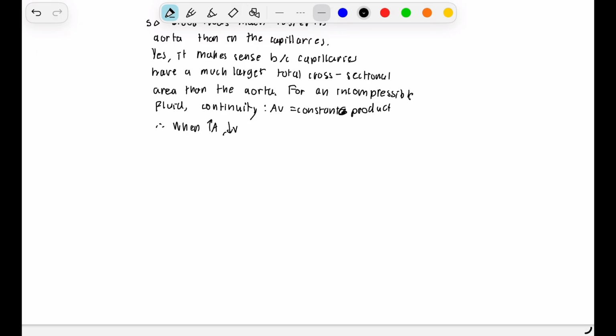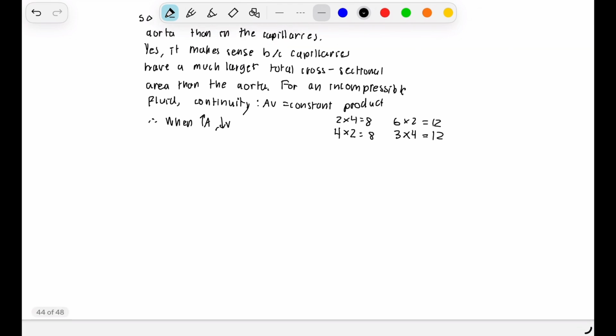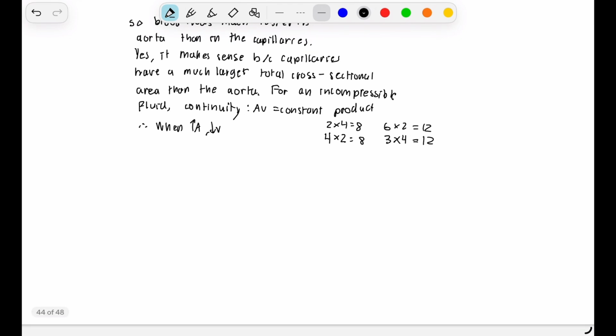For example, if you have 2 times 4 is equal to 8, and then you change the 2 to a 4, you're going to have to decrease that second number to a 2 to make it equal to 8. And they don't necessarily have to be 2 and 4. A better example would be 6 times 2 is equal to 12. And if you decrease 6 to 3, you would have to increase that second number to a 4 to still maintain 12. So that's basically what it means. If you increase one, you have to decrease the other one.